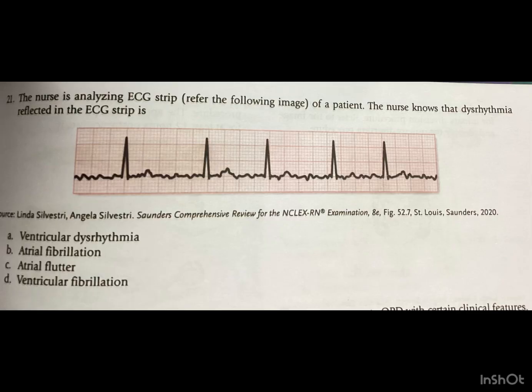Question number 21. The nurse is analyzing ECG strip of a patient. The nurse knows that this arrhythmia reflected in the ECG strip is A, ventricular dysrhythmia, B, atrial fibrillation, C, atrial flutter, D, ventricular fibrillation. Yes, the correct option is option B, that is atrial fibrillation. Now moving to the next question, question number 22.